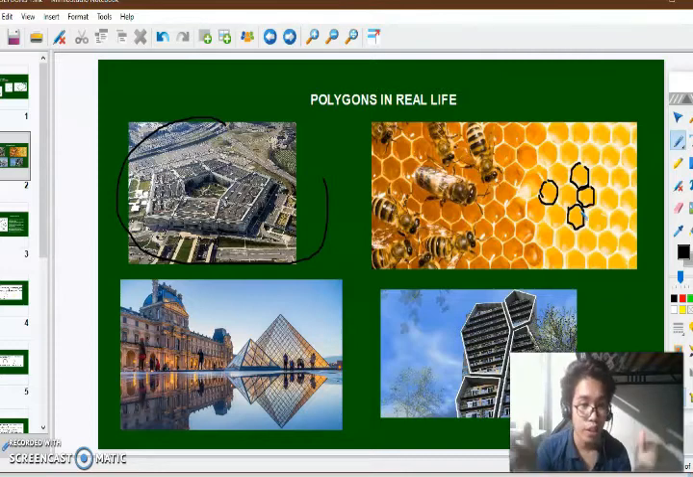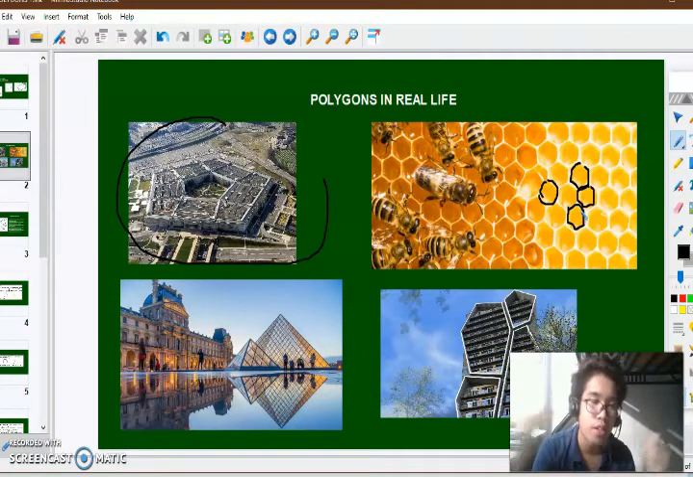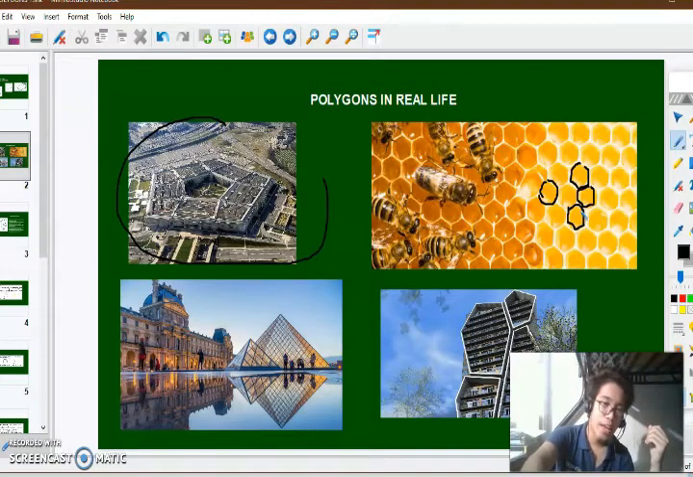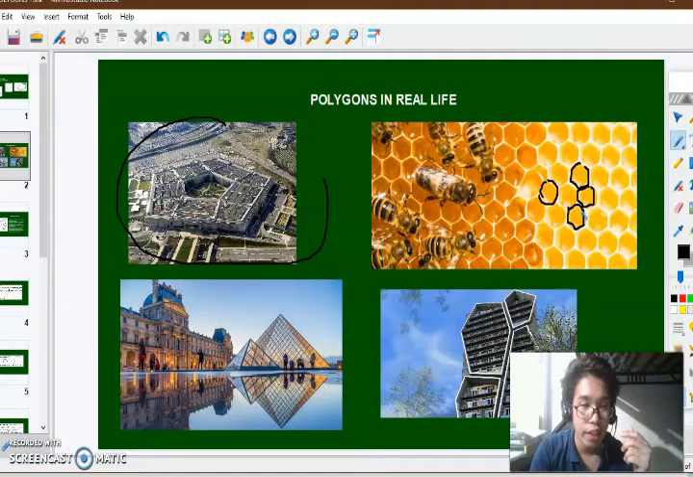We also have more buildings that are shaped like different polygons. This one is actually shaped like a tetrahedron. A tetrahedron is a solid figure with 4 faces. Actually, there are 2 buildings, but they are collectively called the Louvre. The Louvre can be found in Paris, and it's an art museum that contains very expensive paintings and different sculptures. The Mona Lisa, the famous painting of Leonardo da Vinci, can also be found there in the Louvre.